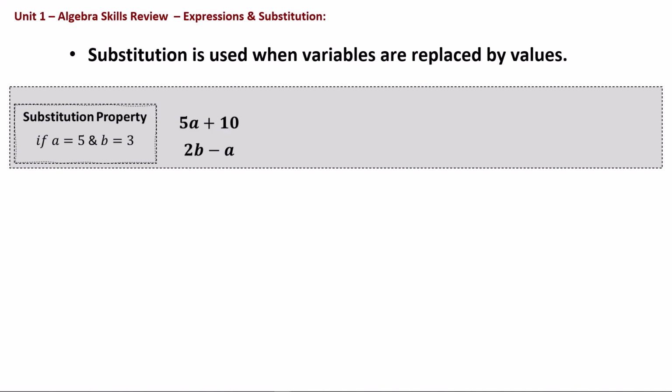Substitution is used when variables are replaced by values. If we use the substitution property with a variable a as 5 and b as 3, what is the value of 5a plus 10? Well, we replace the a with the 5, so we get 5 times 5 plus 10, and work it out to be 25 plus 10, or 35. 2b minus a becomes 2 times 3 minus 5, which becomes 6 minus 5, which is 1.